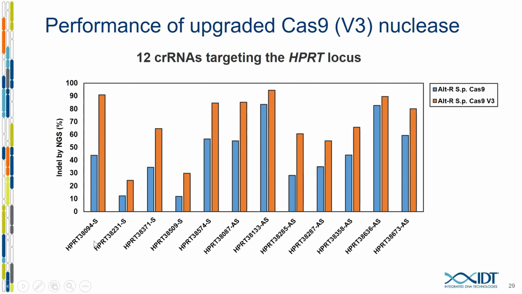And this is an experiment where we've done gene editing to 12 different loci within HPRT, comparing our Gen 1 commercial Cas9 product in blue to the version 3 product in orange. And you can see at every one of these sites, we've increased editing efficiencies dramatically. This is a minimal dose. This is a 400 nanomolar dose of the RNP complex.